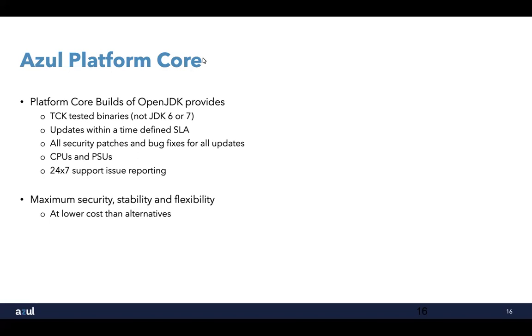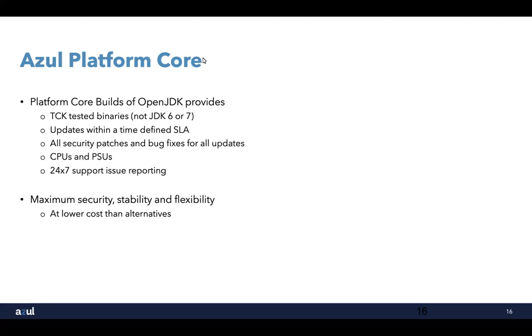All security patches, all bug fixes for all updates are backported where applicable. So as long as the feature exists and it needs to be backported, we will do that. We also provide, as I said, both the CPU and the PSUs. So you have this flexibility if you want to deploy just the security patches very quickly without impacting on stability of applications. If you need the full update, then you also have that as well.